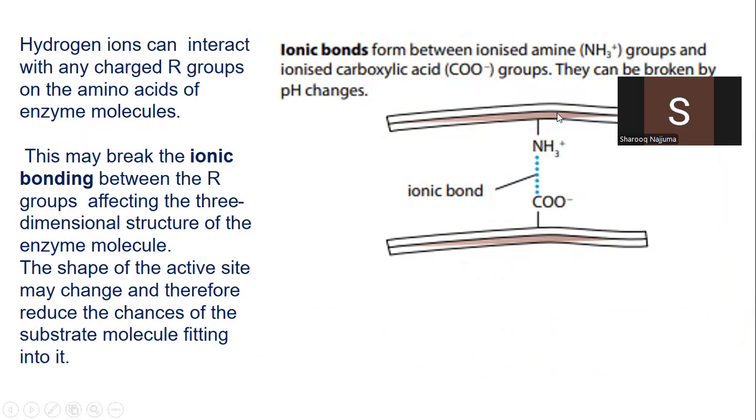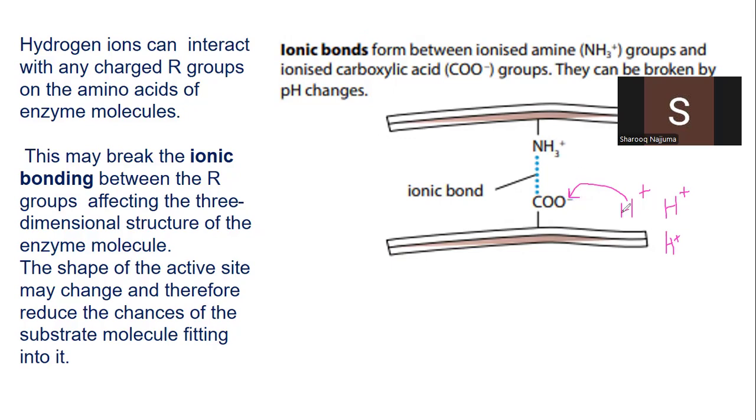So an example of a bond that is present in enzymes is the ionic bond. You can see that the ionic bond is formed between a charged amino group and a charged carboxyl group. The charged amino group has a plus, the carboxyl group has a minus. Now, because the hydrogen ions are positively charged, they are going to be attracted to the opposite, which is the negative charge. So we shall have the hydrogen ions interacting with the charged R groups of an enzyme.